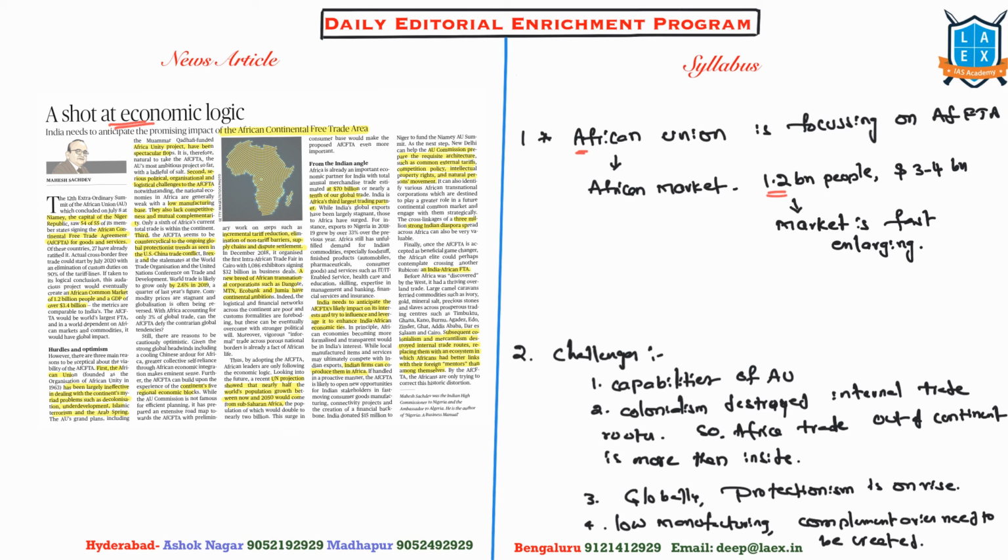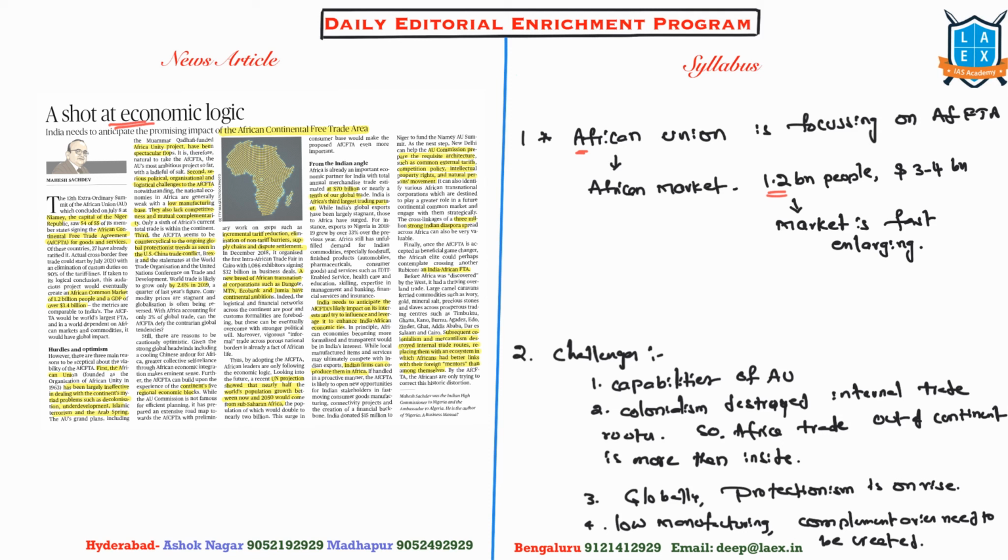In this case, what are the challenges which we are going to face? The African Union's goal, though admirable, the capabilities of the African Union are not very strong. And whatever African unity project has been started is not successful till date. If you remember Gaddafi, who was killed in Libya, he was the person who started this African unity project, which did not go well. And the second is colonialism or colonial factors, these have destroyed all the internal trade mechanisms and internal trade routes that were existing over there.